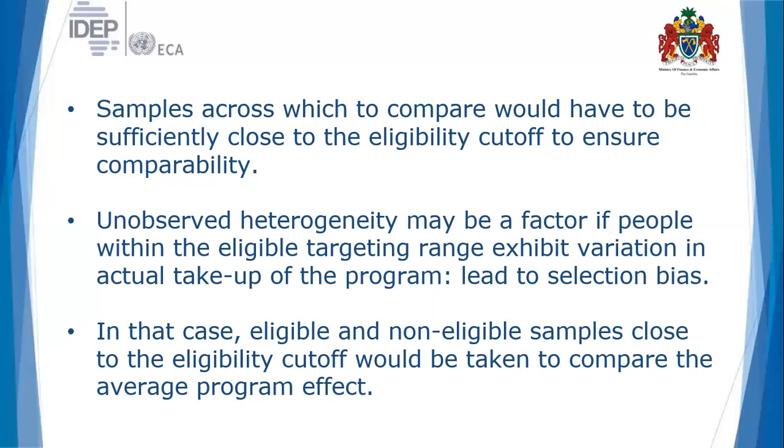So the idea is if samples are drawn very far from the cutoff point, the samples drawn may have differences in characteristics because they're very far from the threshold or the cutoff point. Now, to avoid that, the samples must be drawn close to the cutoff point to reduce selection bias.